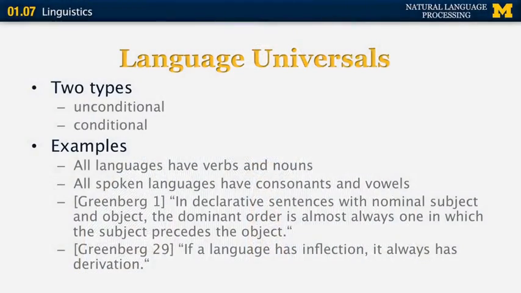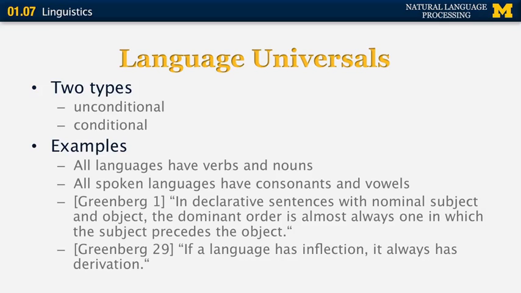The next topic in linguistics that I would like to talk about is the concept of language universals. Those are properties that are valid across all languages in the world. There are two types of language universals, unconditional and conditional. And I'm going to go through some examples of those language universals.